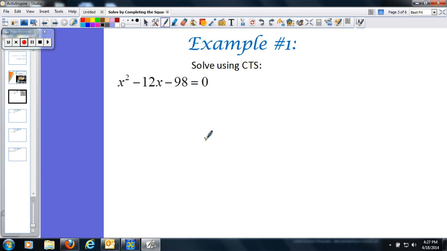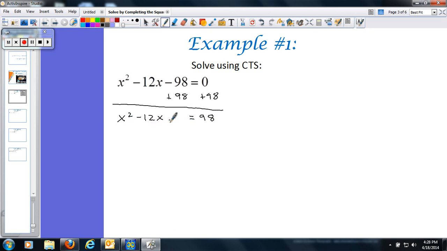So just like when we were completing the square, we have to do something first. We looked for the value of C. So what we have to do first is move this to the other side because this is not a perfect square currently. So I'm going to add 98 to both sides. The very first thing I'm going to do is move the C value to the other side. So this is going to give me x squared minus 12x, I'm going to leave a space, and that equals 98.